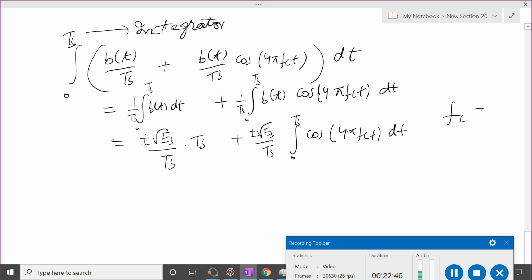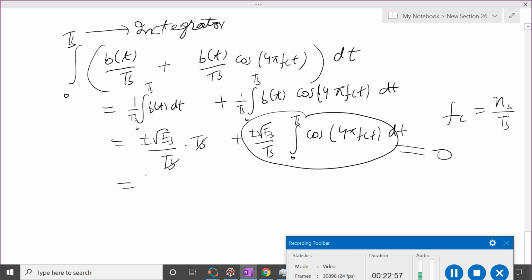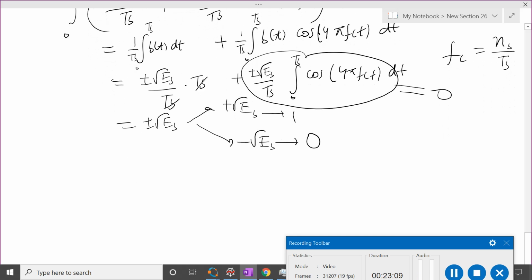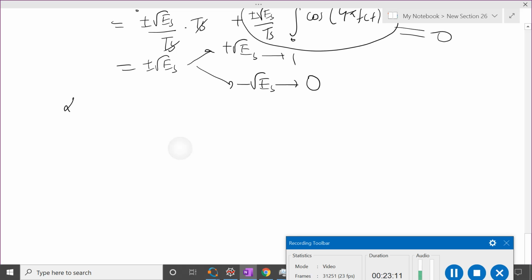Now since fc is chosen as an integer times 1 divided by TB, this integral is simply 0. And TB gets cancelled out, so you have here just plus or minus root EB. Now if it is plus root EB, then you know 1 was transmitted. If it is minus root EB, then you know 0 was transmitted. Okay, so now we can realize the demodulator like this.